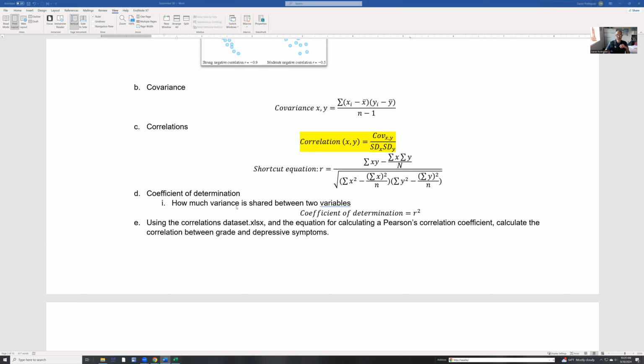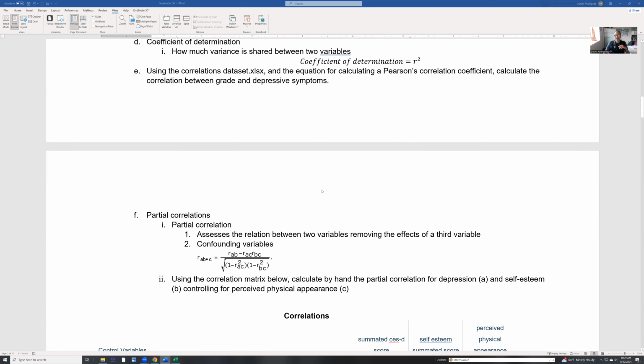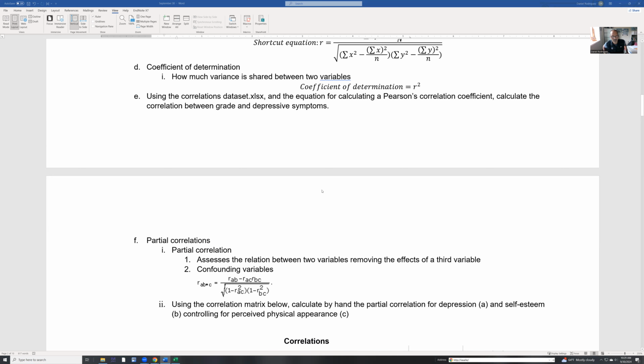This looks at how much variance is shared between two variables. The greater the amount of variance shared between the two variables, the greater the effect, or the greater the relation between the two variables. The coefficient of determination is merely the R squared. You just square it. The R squared works with the Pearson correlation. It doesn't work so well when we use non-parametric data, or when we have non-normally distributed, non-continuous variables.